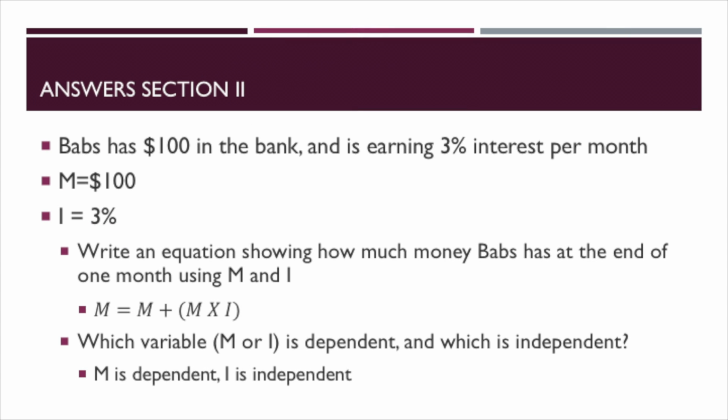Okay, so Babs has $100 in the bank and is earning 3% interest. So M is the amount of money in the bank, $100, and I is the interest rate, 3%. Now we want to write an equation showing how much money Babs has at the end of 1 month using M and I. Well, going back to our previous one, M equals M plus M times I. Now, which variable, M or I, is dependent and which one is independent? Well, we know that the value of M is calculated based upon I, and I, our interest rate here is 3%, but it may change. So M is the dependent variable, and I is the independent variable.